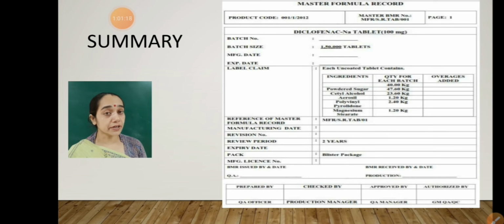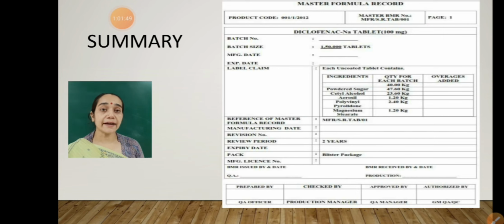After that it will contain the information about the expiry date of the product, how much time it will take to expire, and then the pack information, what kind of pack it is. For example, here we are going to pack in a blister package, so pack specifications will be given. Then another part will include the manufacturing license number.